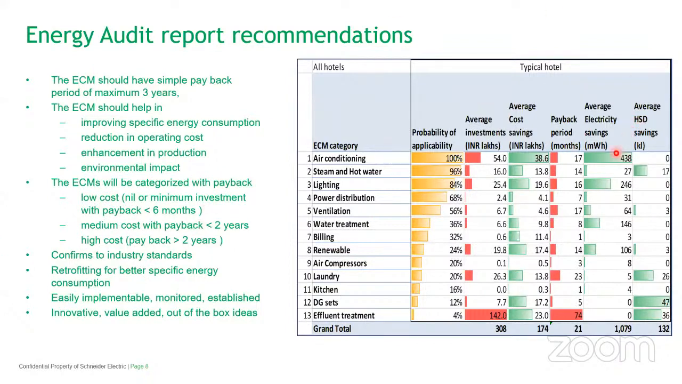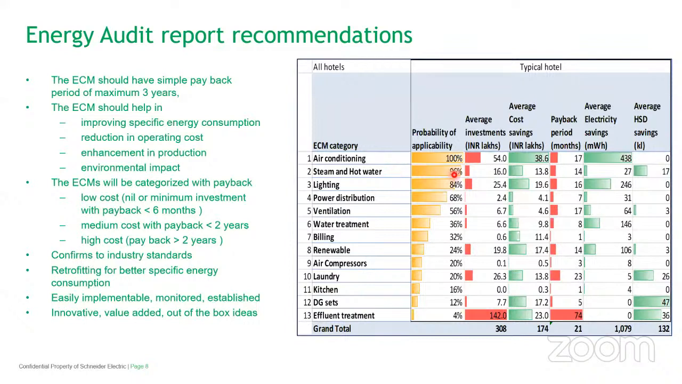If you see on the right side, this is typically what we see when we do an audit for a hotel. In a hotel, the maximum energy usage happens in the air conditioning system. Hotels are mostly air conditioned, and I'm talking about large 5-star hotels. Secondly, they use a lot of steam and hot water systems. Steam is used for kitchens, restaurants, and all those areas.